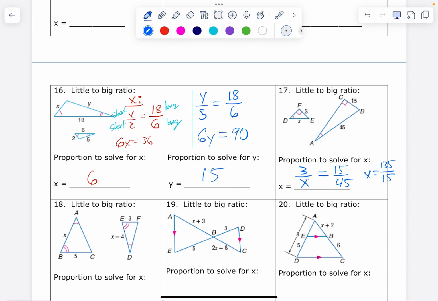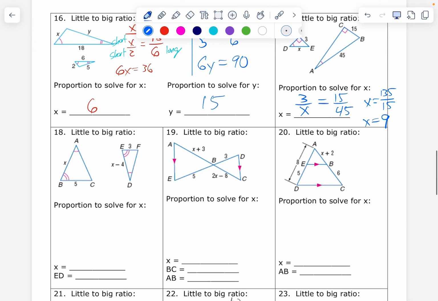135 divided by 15, which is what? Did anybody do that? 9. What is it? 9. 9, thanks. Okay, 18.